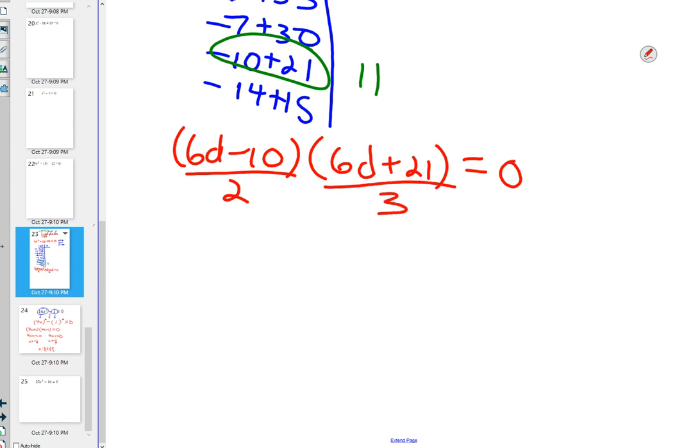Yeah, you can divide by 3 there. So 3D minus 5, 2D plus 7.